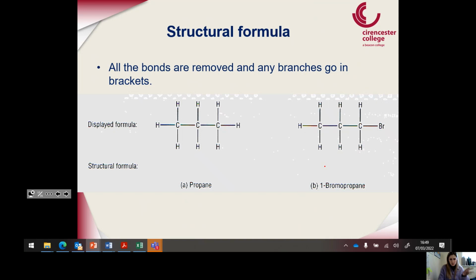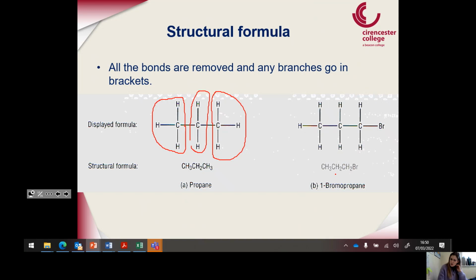The structural formulae will collapse that into one line that you can just type, or write on a line. So there you go. The structural formula for propane is CH3, CH2, CH3. Lots of you will have had some experience of this from doing 11.2 in your booklet. See if you can do 1-bromopropane. Pause me, play when you're ready. So 1-bromopropane, CH3, CH2, CH2, and then Br at the end.